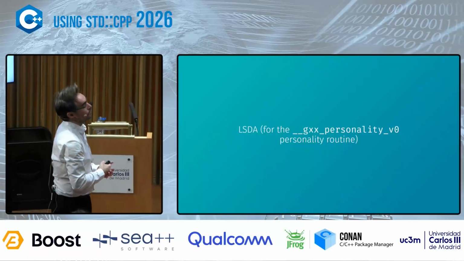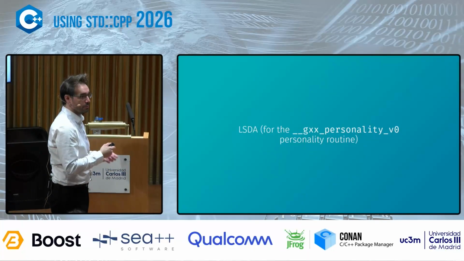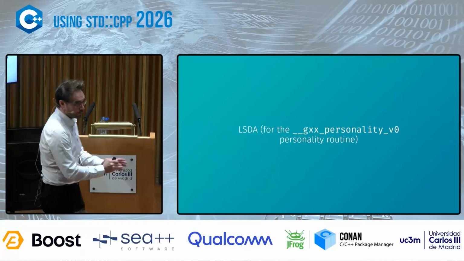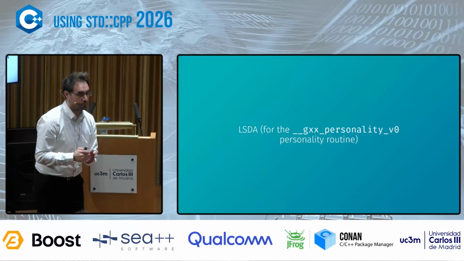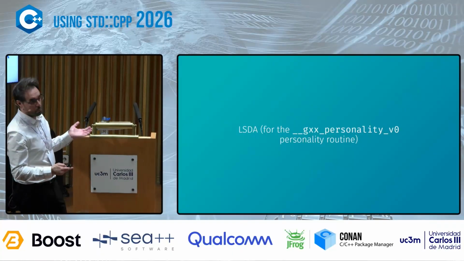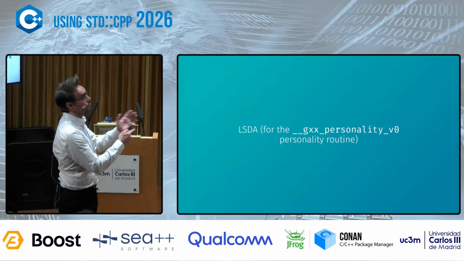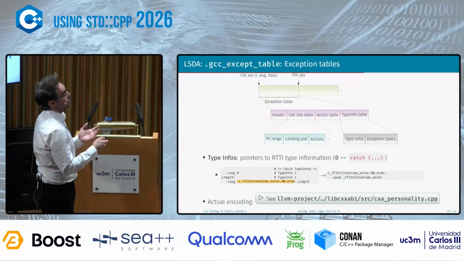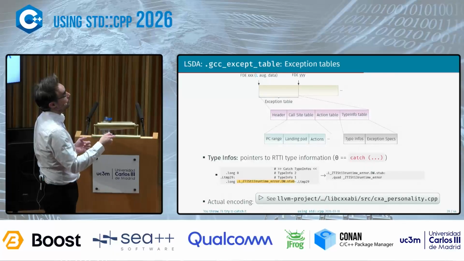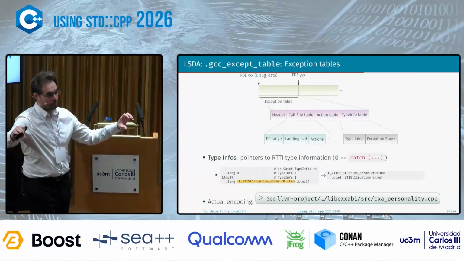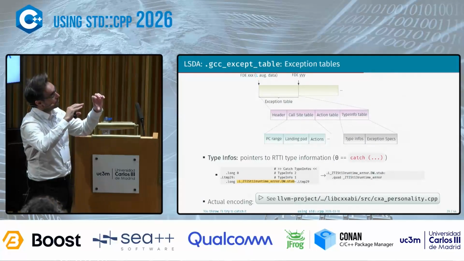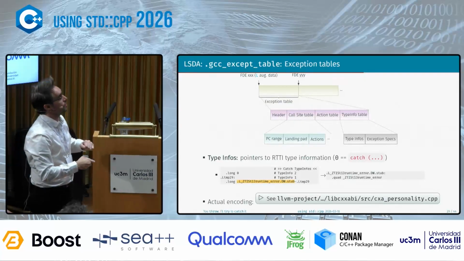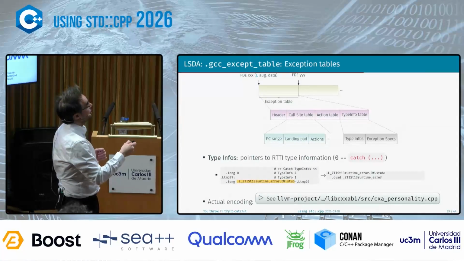Now we will try to dig a bit into how LSDA information is recorded in the binary format. We will talk about LSDA for the GXX personality v0, which is the default personality routine for both GCC and Clang. So most likely, if you are compiling your applications with GCC or Clang, this is what it is using. So basically, this section looks as follows. We have a collection of exception tables, collected by the linker, which gathers together different tables that come from different translation units.